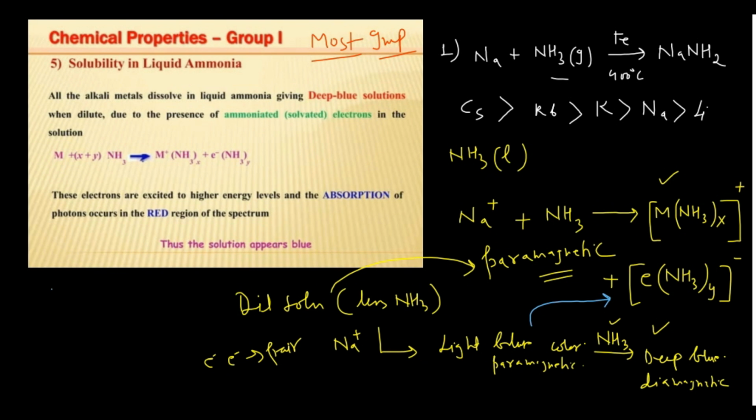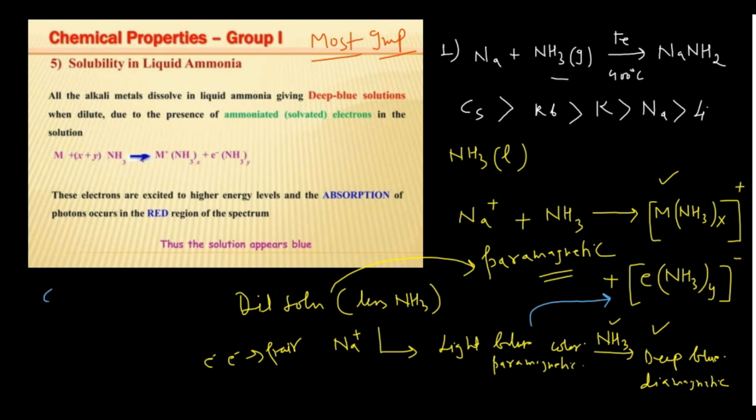So why I have introduced the magnetic behavior here, because it is very important. You should know that in the dilute solution the free electron is there, single electron is there, which gives the paramagnetic nature to this particular solution. When you keep on adding ammonia, the electrons get paired, and the color also changes from light blue to deep blue, and the solution becomes diamagnetic.